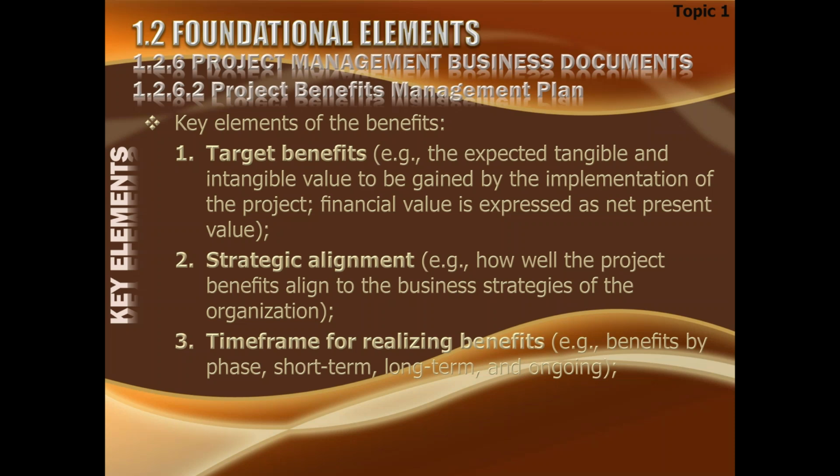Strategic alignment. How well the project benefits align to the business strategies of the organization. So we are aligned with the organization's strategy. How are we going to be doing that? Time frame. Now this is interesting that, well, if I have to achieve this target in 5 years, what are my short-term, long-term objectives? That is 5 years naturally. And what are my short-term objectives? Maybe yearly objective is my short-term objective. But it all depends on the size of the project and time frame.